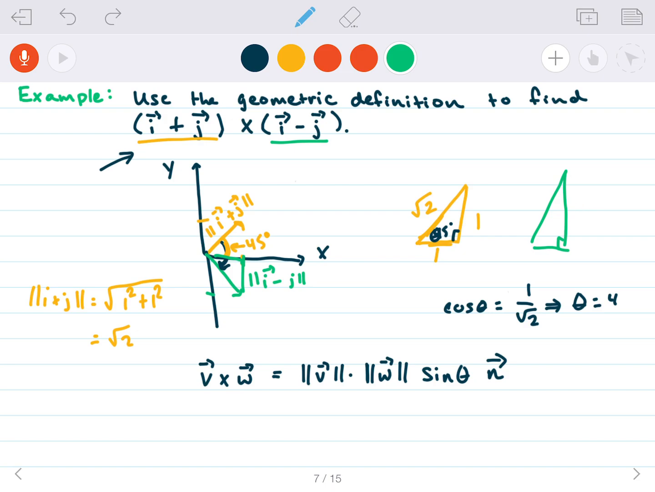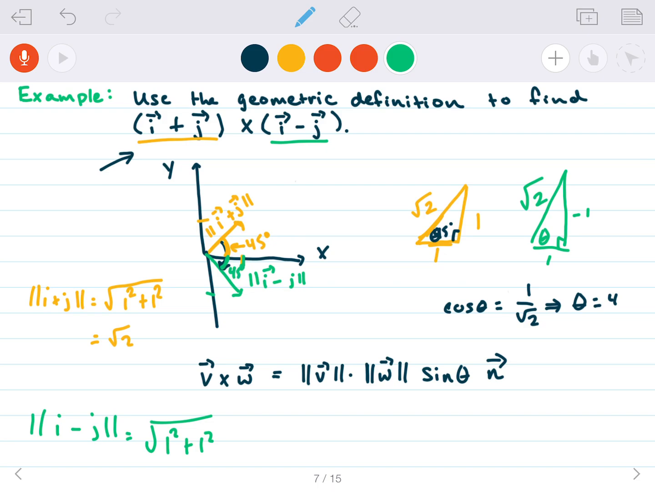Actually, let's go ahead and do that. Okay. So we have -1, 1, and then the magnitude, again, of i minus j is just the square root of 1 squared plus 1 squared, which is the square root of 2. So again, the absolute value of theta is 45 degrees. So this piece right here is also 45 degrees.